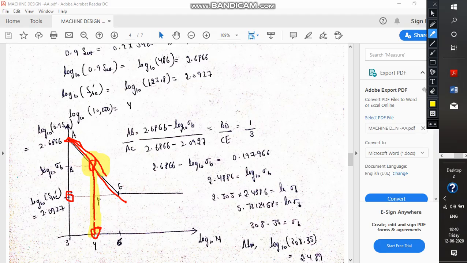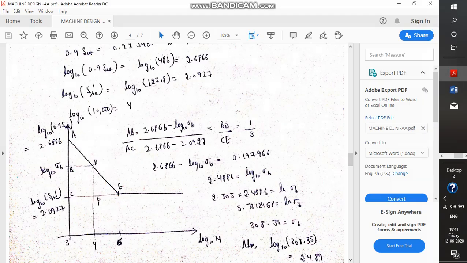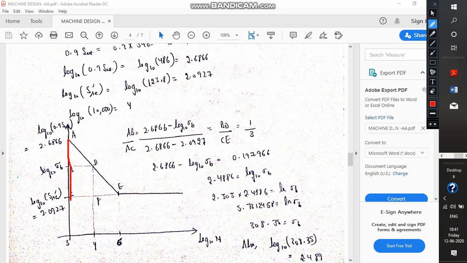And now draw a line parallel to the x-axis from the point D, and let it cut the y-axis at point B. We have to find out the value of this point B, or we have to calculate sigma B. It is very obvious that the value of this point sigma B will be the log of some stress value, and that stress value is what we have to calculate. Let us assume that this is sigma B. Now please note that we are going to calculate this sigma B.